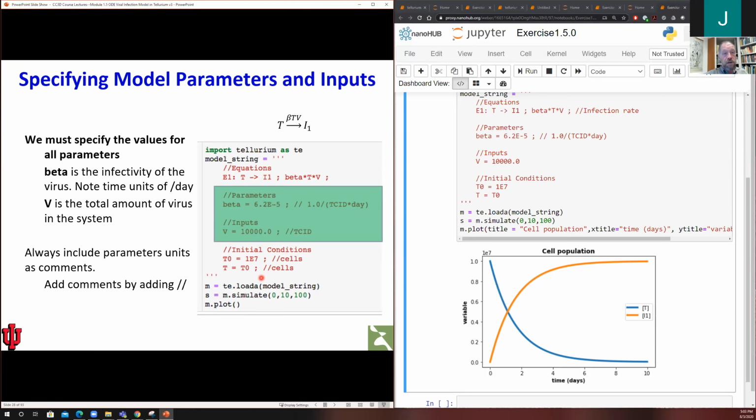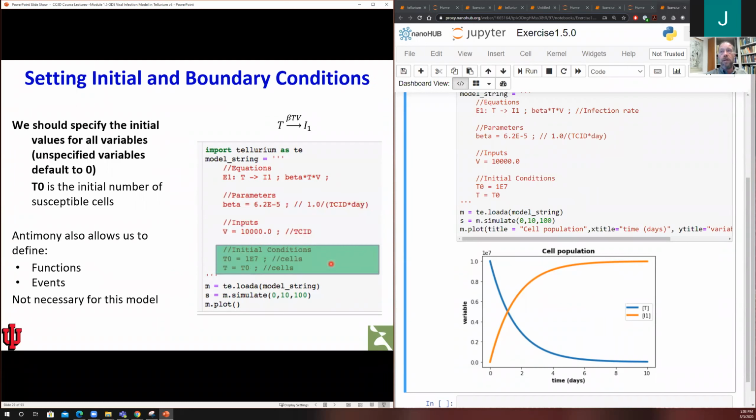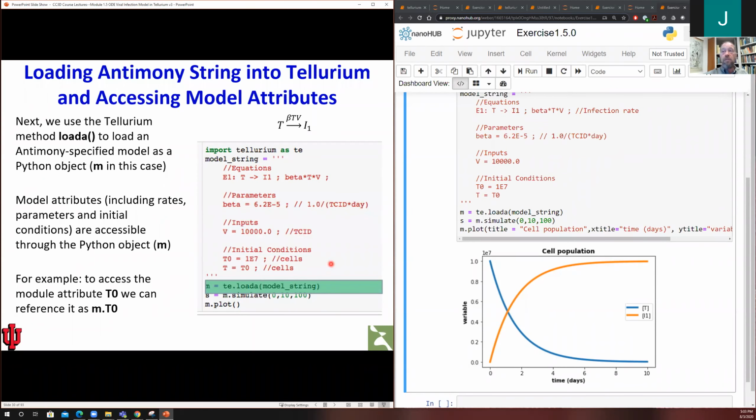If we don't specify the value of a variable in Antimony, it'll set it equal to 0, but it's always better to specify it. If you don't specify the value of a parameter, Antimony will throw an error. Okay, any questions so far? Okay, this is about model specification, parameter values. And then we're going to run it.